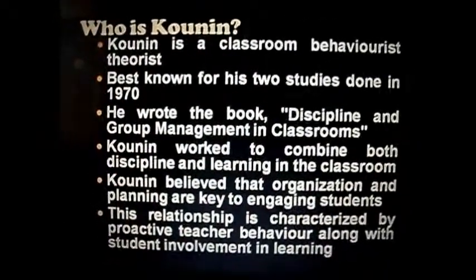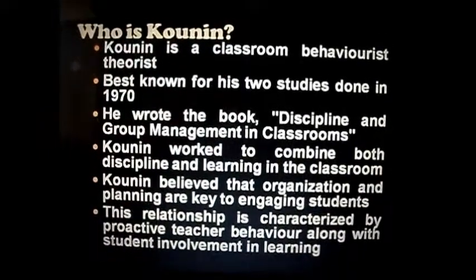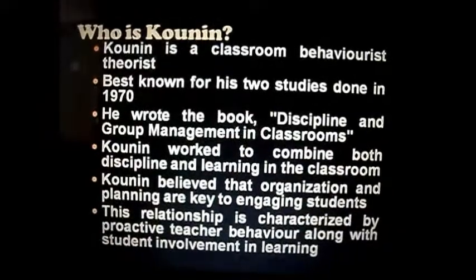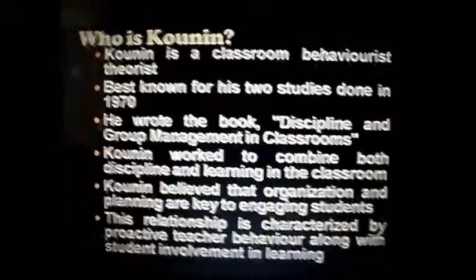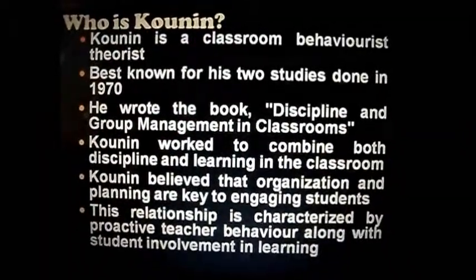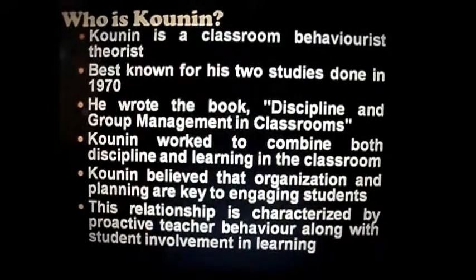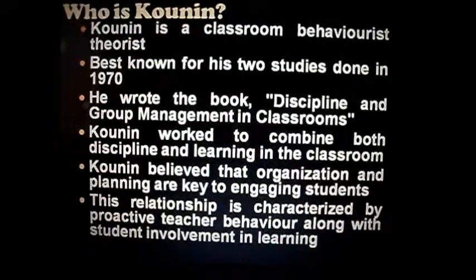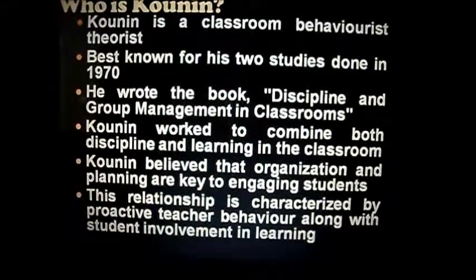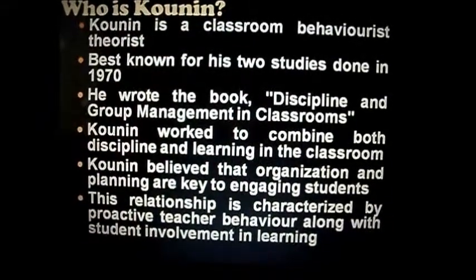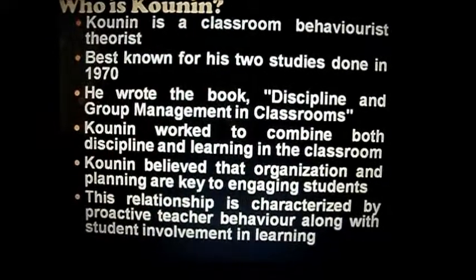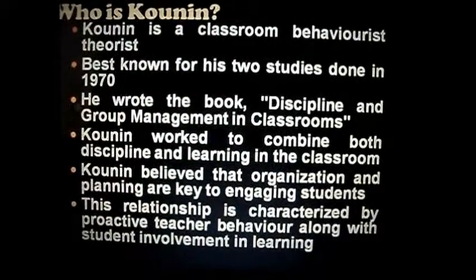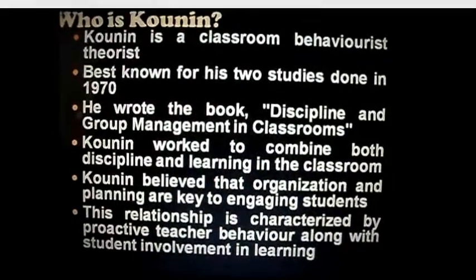Kounin is a classroom behaviorist theorist, best known for his two studies done in 1970, including classroom management. He wrote the book Discipline and Group Management in Classrooms. Kounin worked to combine both discipline and learning in the classroom. Kounin believed that organization and planning are the key to engaging students. This relationship is characterized by proactive teacher behavior along with student involvement in learning.